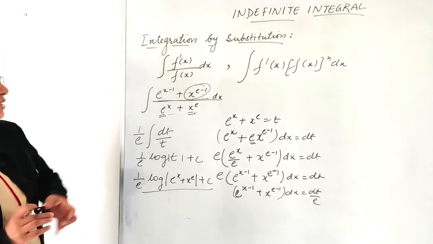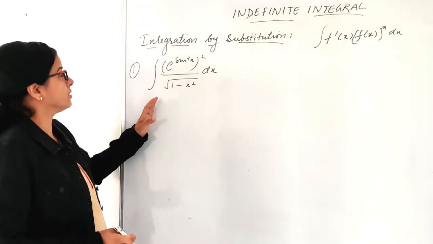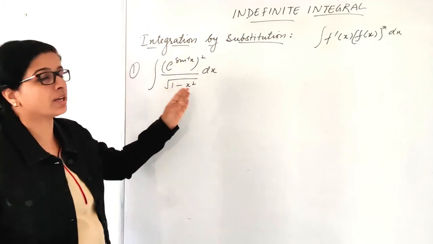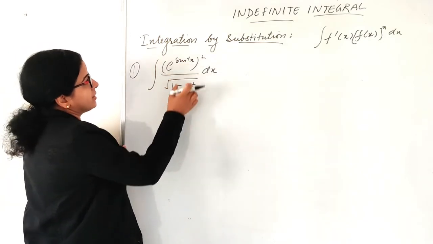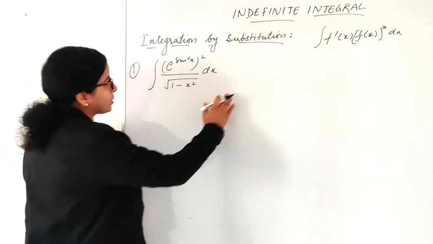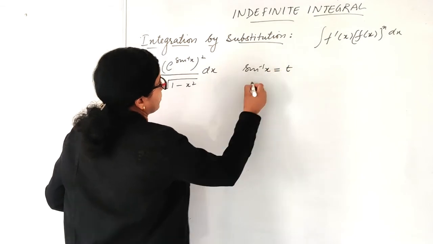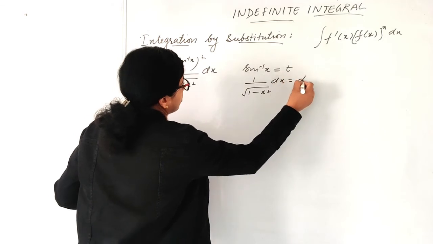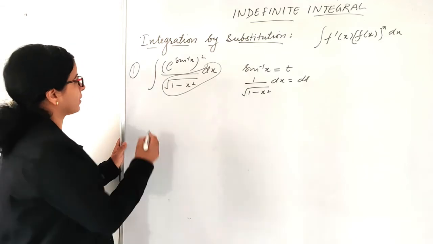Now let us move to the next category of integration. So look here viewers, this question. We have e raised to the power sine inverse x whole square upon under root 1 minus x square. We already know that the differential of sine inverse x is 1 upon under root 1 minus x square. Correct? So what we are going to let? We will let sine inverse x is equal to t. 1 upon root 1 minus x square dx equals dt. So this part can be replaced by dt, right?